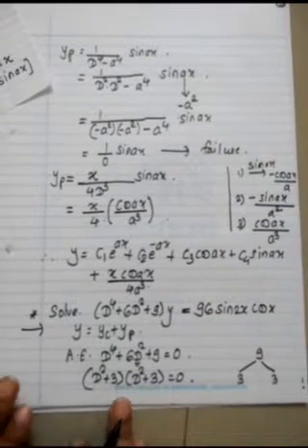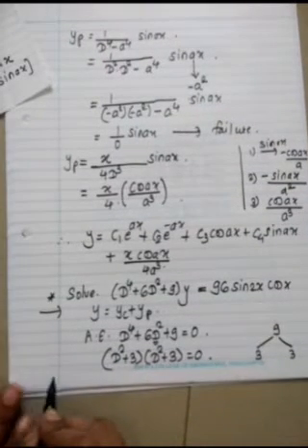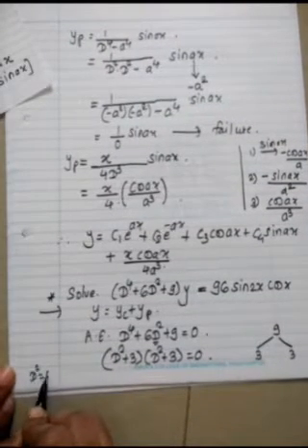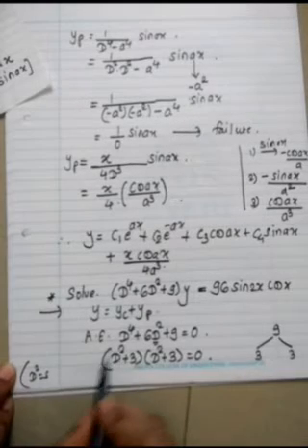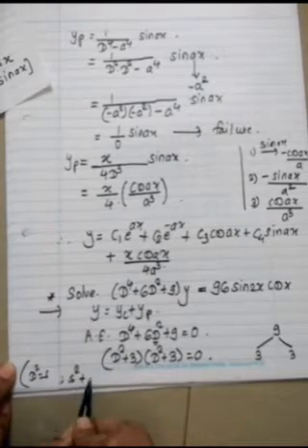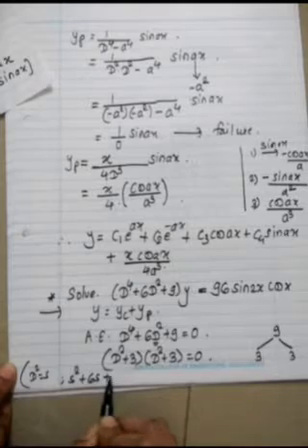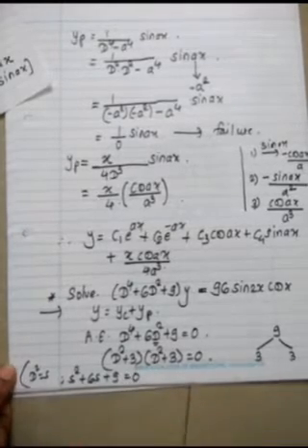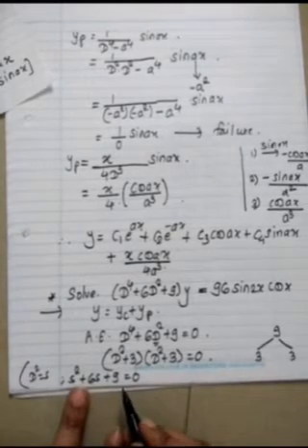Or else what we can do is the second way. Put d square as s. So we get s square plus 9s plus 6s plus 9 is equal to 0. Now we can solve this equation easily.